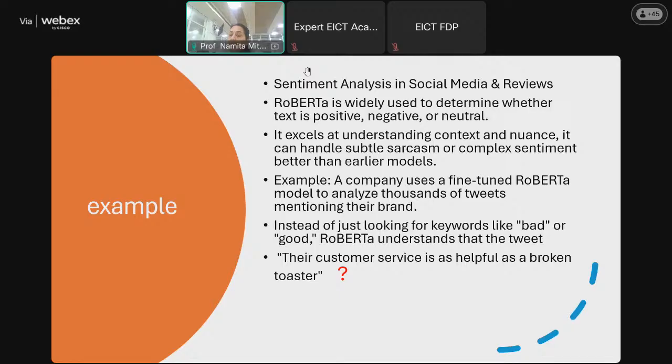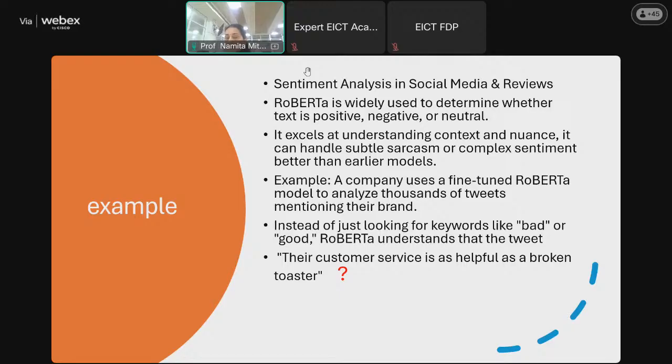The example is, say, a company uses a fine-tuned Roberta model to analyze thousands of tweets mentioning their brand. Now instead of just looking for keywords like bad and good, Roberta understands the tweet. For example: their customer service is as useful as a broken toaster. So there's no word saying it is negative, right? But one has to understand the semantics of that.